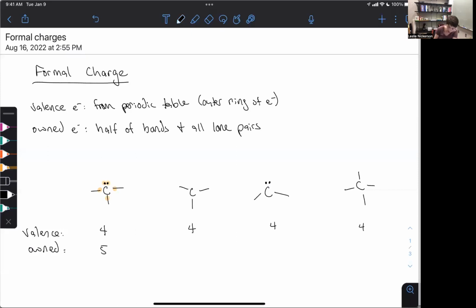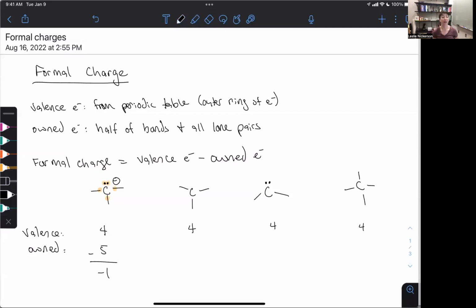And the way that you calculate the formal charge is simply the valence electrons minus the owned electrons. So 4 minus 5 is -1. So this carbon has a negative charge, and we would just put a little negative sign next to it.